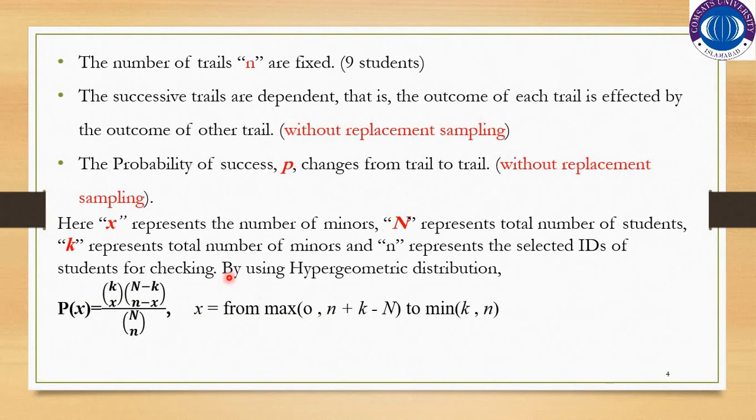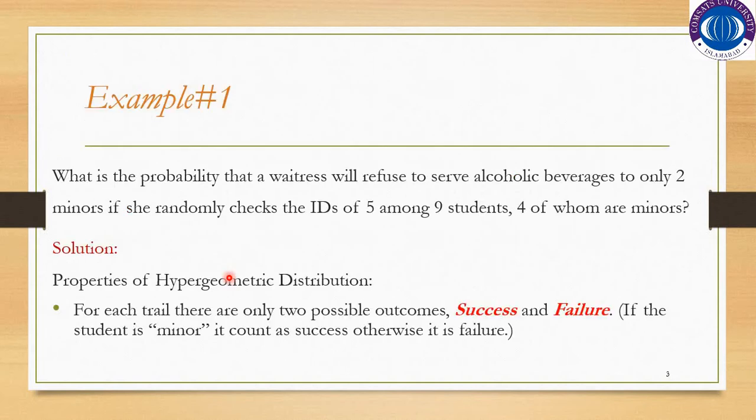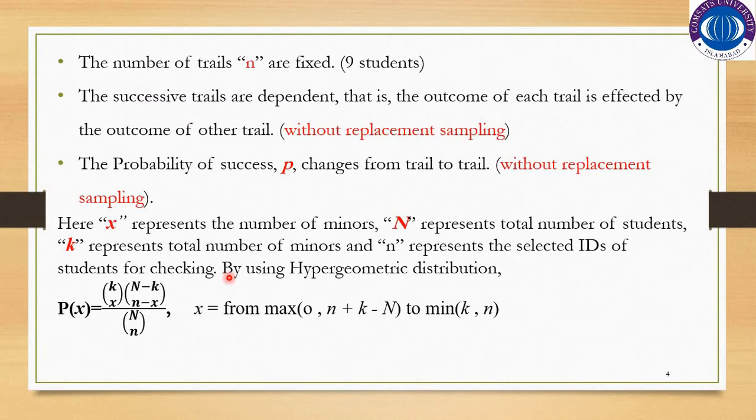The second property is that the number of trials n is fixed. As she has 9 students and she is checking the IDs of 5, the number of trials is fixed. The successive trials are dependent, that is, the outcome of each trial is affected by the outcome of the other trial, that is, without replacement.